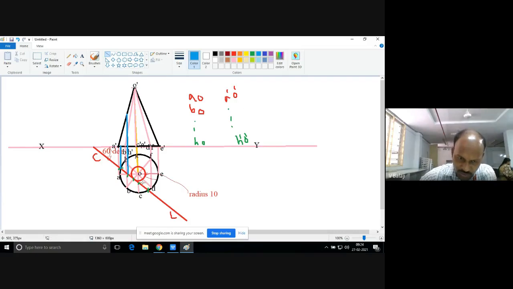Now, what is the next point? BO. Am I right? So where is the generator BO in the front view? Here only, right? I need to stop this because this is A dash O dash first outer generator, next B dash O dash, H dash and O dash, like that. Okay, you need to stop at corresponding front view generators.